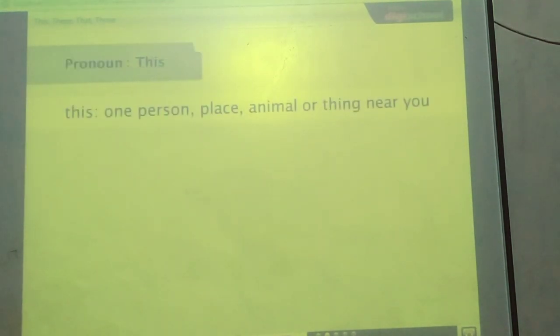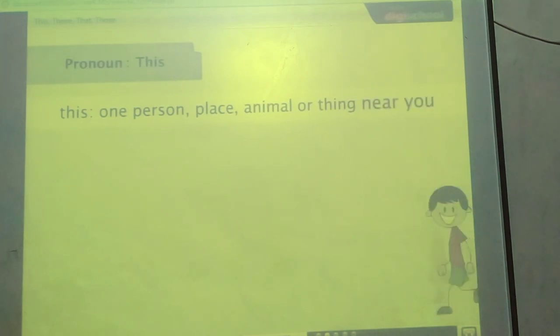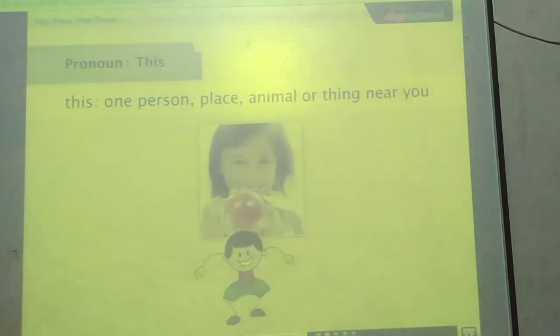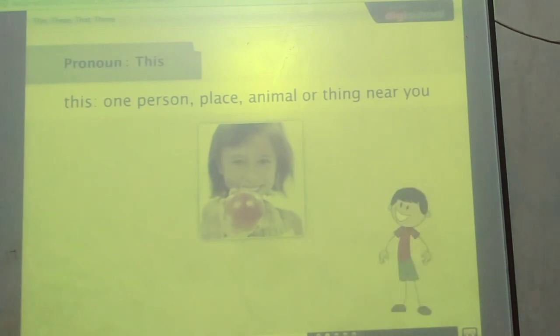You use the pronoun this when you talk about one person, one place, one animal, or one thing that's near you. Look at the picture. The girl is showing one apple that's near her.